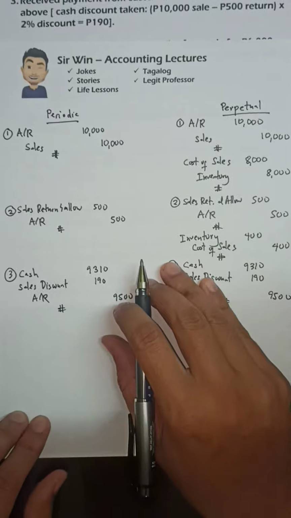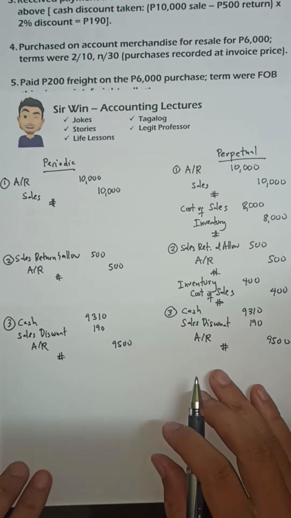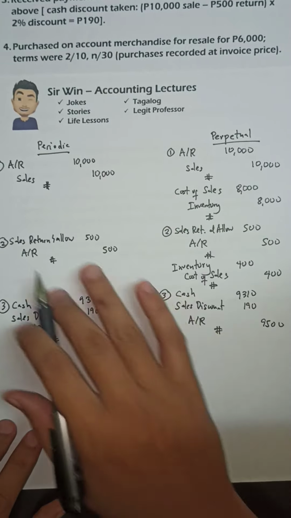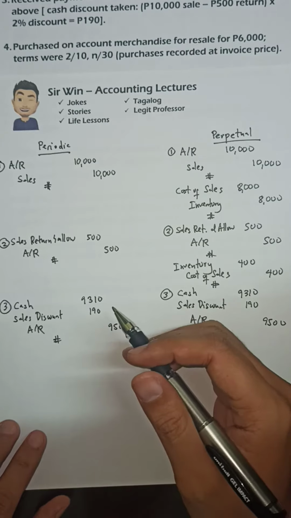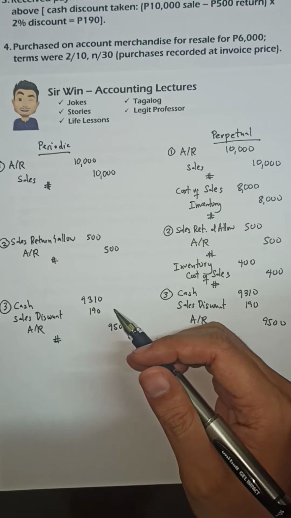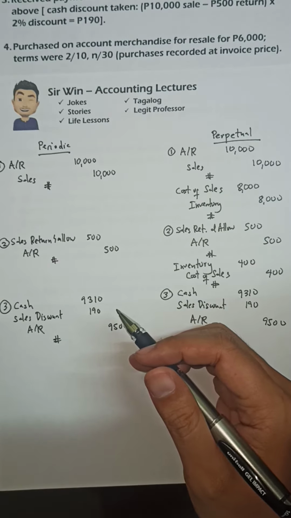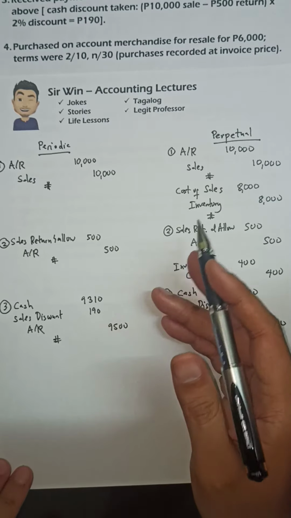Okay? So let's move on. Number 4. Okay, inuna muna actually yung mga sales transaction. Purchase on account, merchandise for resale 6,000, terms 2/10, n/30, purchases recorded at invoice price.